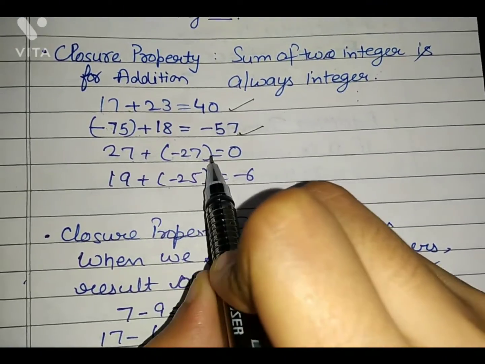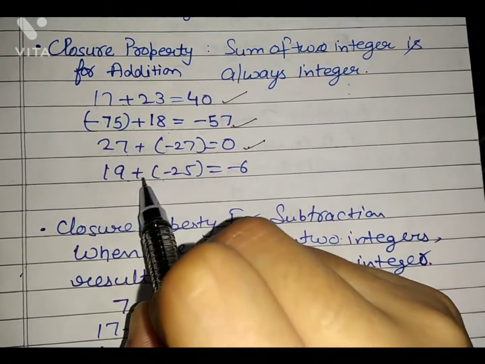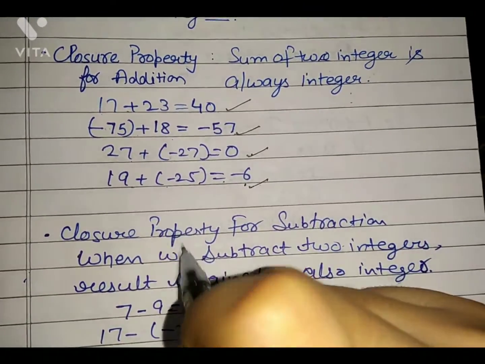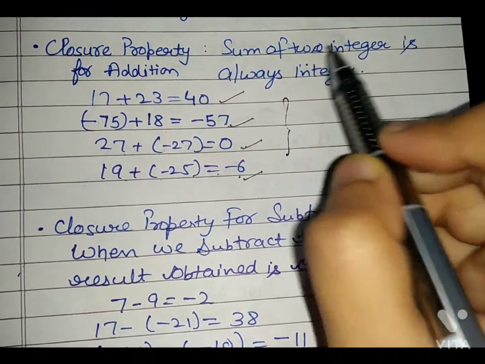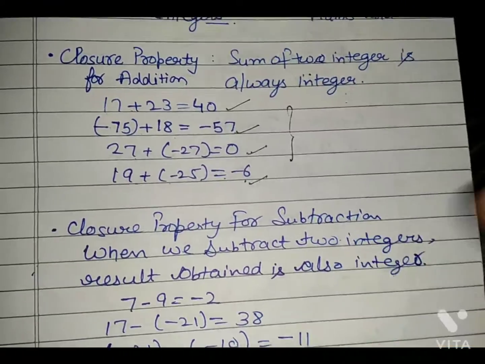27 plus minus 27, which is 0. 0 is also an integer. 19 plus minus 25 equals minus 6, which is also an integer. So this shows that the sum of two integers is always an integer.